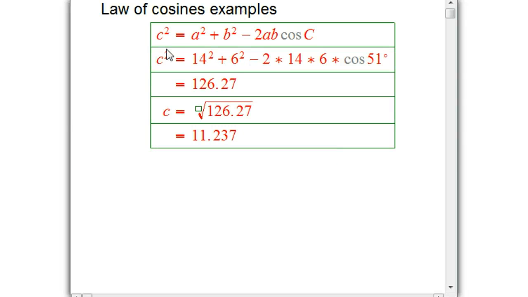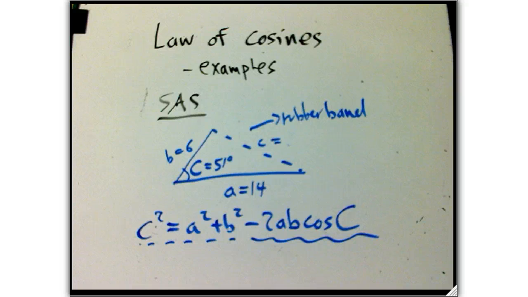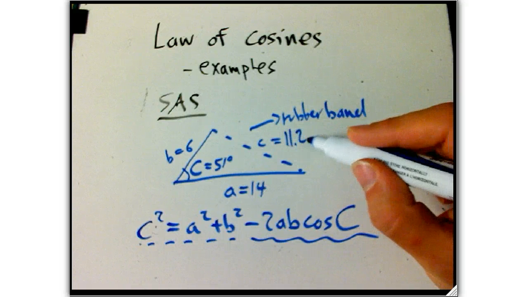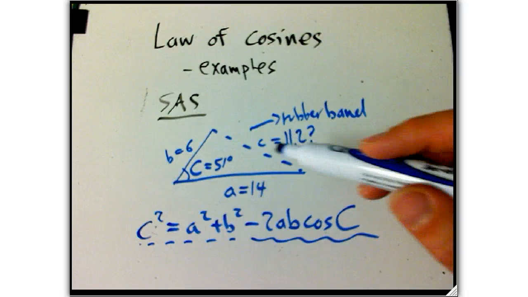The scratch work. So c squared is a squared plus b squared minus 2ab cosine c. Just plug in the 14 and the 6 and the 51 degrees. You get a number. Just remember that's c squared, not c. Take the square root. We get a number. Let's see if it's reasonable. 11 and a quarter. Let's go back to the picture. 11 and a quarter, or 11.2 something. Yeah, it seems about reasonable.